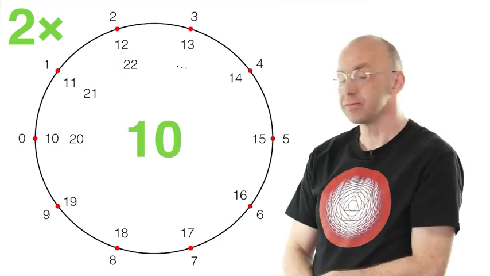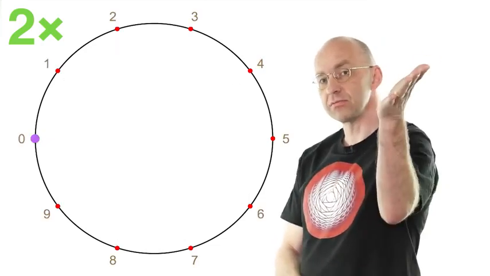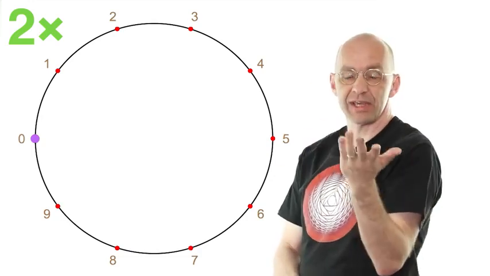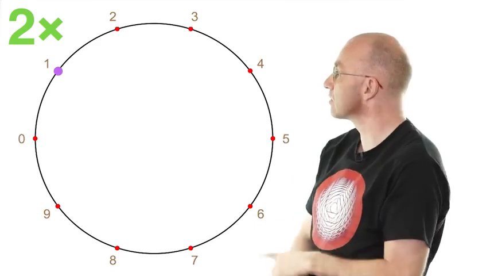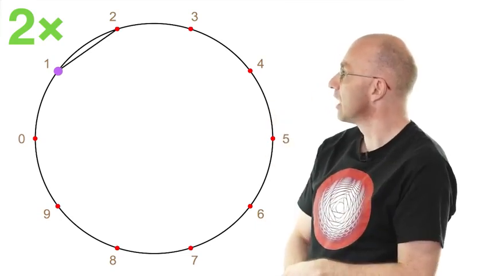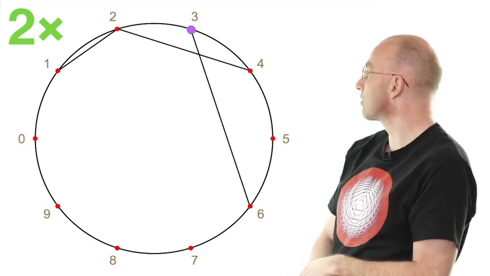Okay? So 2 times table. And we'll start with 0. So 2 times 0 is? 0. So 0 is the same thing, so we don't do anything. Okay, 2 times 1 is? 2. Okay, so we connect the 1 to the 2. Then 2 times 2 is? 4. Okay, so we do this and we keep on going.